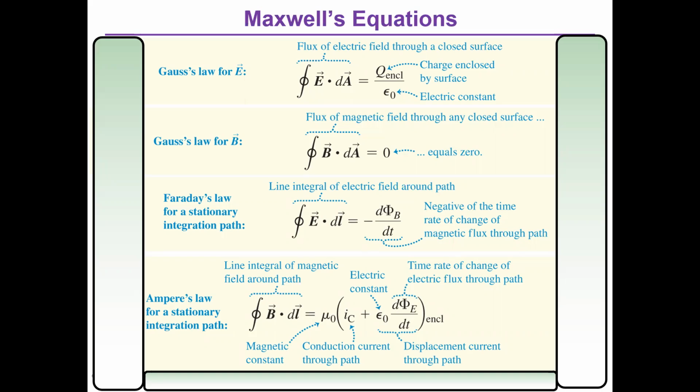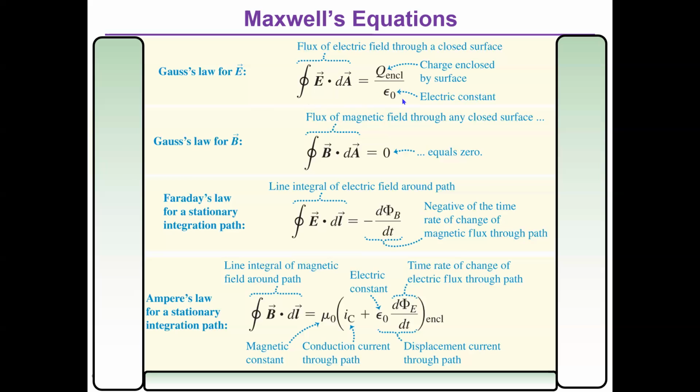The first equation here is Gauss's law for the electric field. Here is the electric field E, and it states that the flux of the electric field through a closed surface, which is represented by the integration of the electric field with respect to area, the integral of E dot dA, equals the total charge enclosed by the surface, represented by Q enclosed, divided by the electric constant.